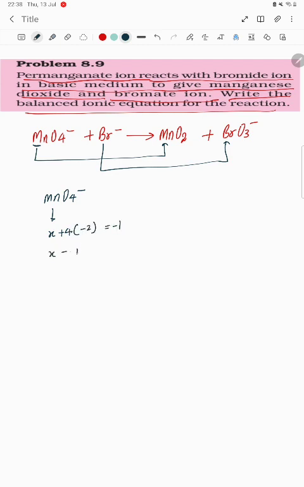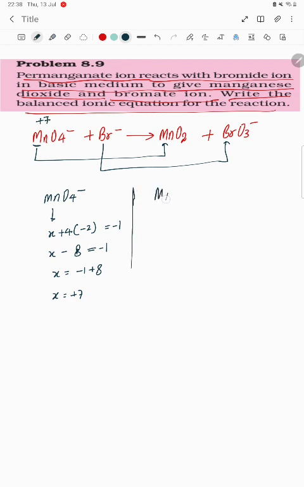So X minus 8 student, 4 times minus 2 is minus 8, equal to minus 1. So X is equal to minus 1 plus 8 student. So X is equal to plus 7. So here the plus 7 charge is there.